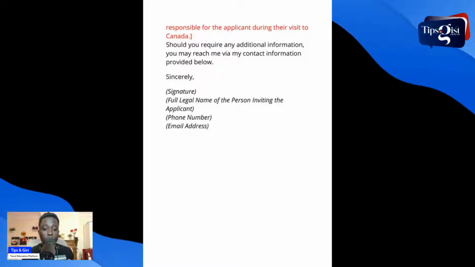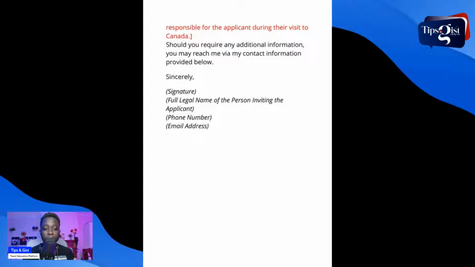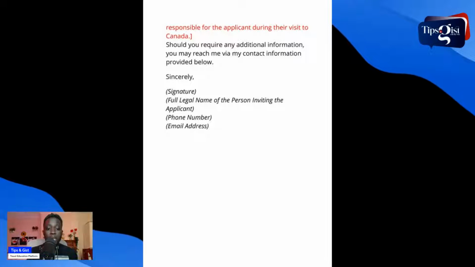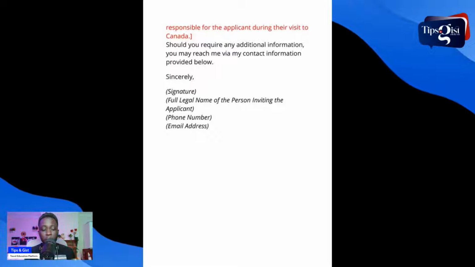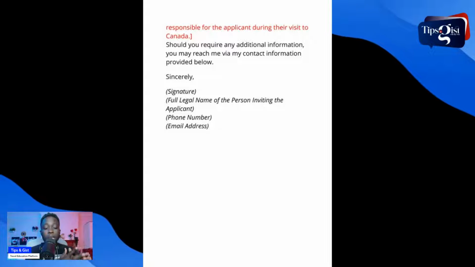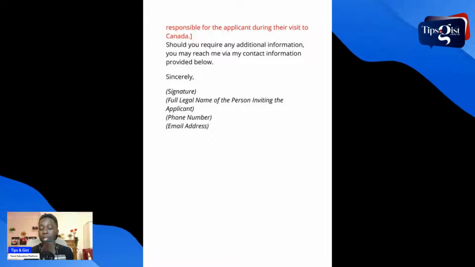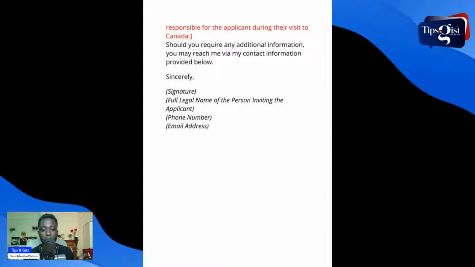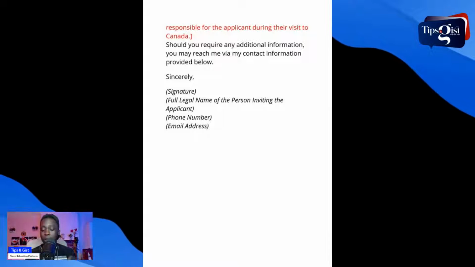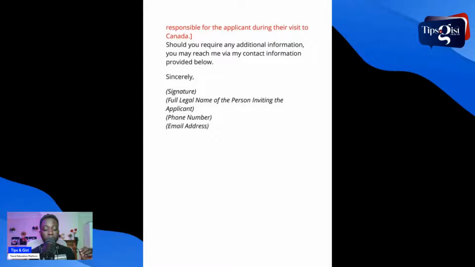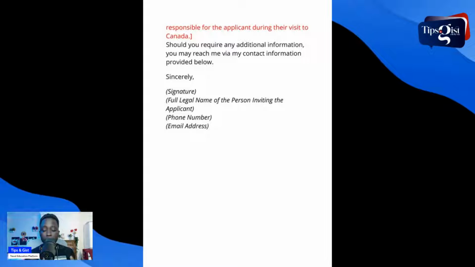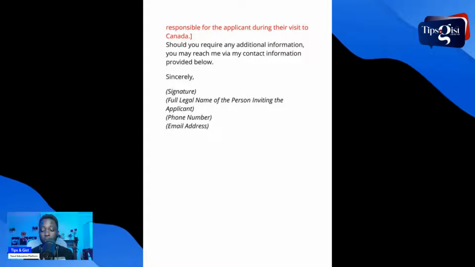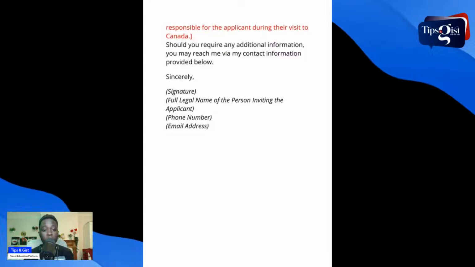All right. Should you require any additional information, you may reach me by, then you write your number, right? So the one in Canada, the uncle, you give your contact information, maybe your telephone number or email address, that one will come down. So you say, reach me by the contact information provided below. So sincerely, then your signature comes, your full name as the inviting applicant, that is the uncle or the auntie in Canada. So the full name comes, the telephone number, and the email address. So this is how your uncle or your auntie or your father or your mom or your sister, your sibling, your friend can invite you to Canada.